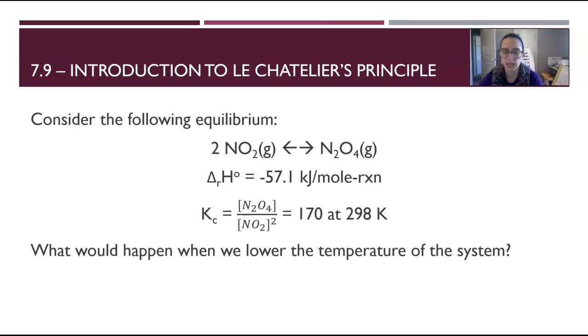Okay, so this means that we are going to decrease the amount of energy, decrease the heat. So if we treat heat as one of our products, we're removing heat from the system, which means to reestablish equilibrium, our equilibrium is going to shift to the side where that heat was removed. So it's going to shift to the right, to the products, because heat is considered a product in this reaction because it is exothermic.